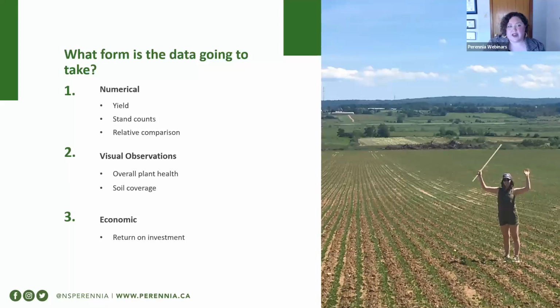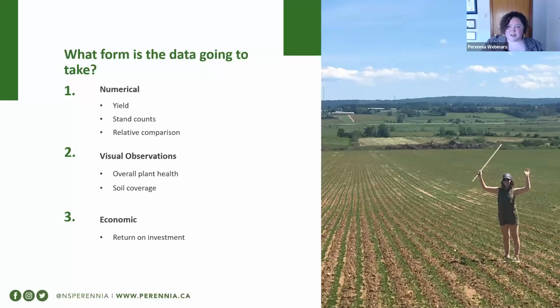And then next, we want to look at what form the data is going to take. So numerical form, that's just your numbers, your yields, maybe it's a stand count, or maybe it's a comparison, like the treated plot had 50% more or less of something. The other big category is visual observations, and those could be things like overall plant health, or if it's cover crop, maybe soil coverage. And the tricky thing with visual observations is that they can be really subjective.